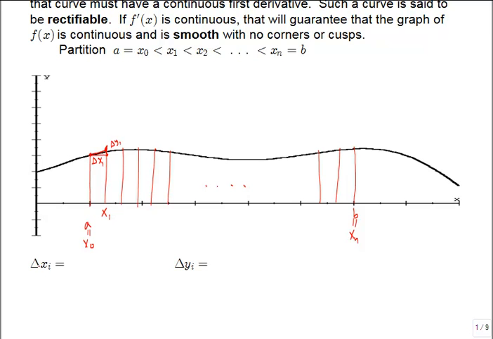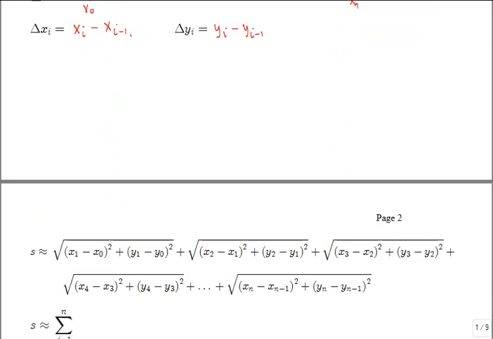In general, I'm going to let delta x sub i be the right endpoint x sub i minus the left endpoint x sub i minus 1. And I'm going to let delta y sub i be the difference in the y's, taking the right endpoint y sub i and subtracting the left endpoint y sub i minus 1. So here's what it's going to look like.